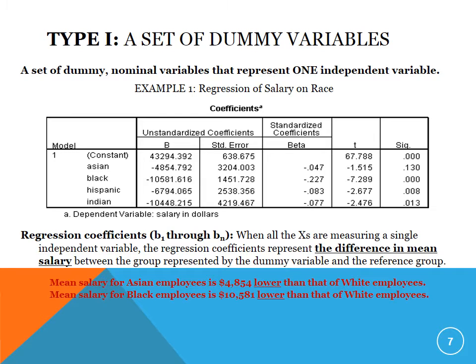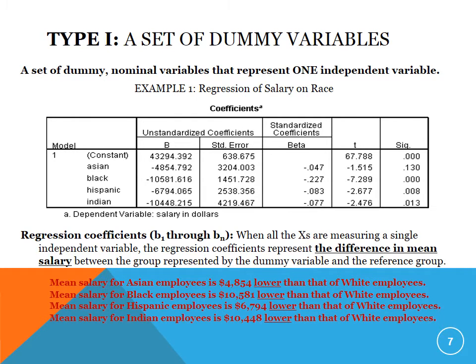Blacks made $10,000 less than white employees, and obviously we can continue on, and we know what the others mean, and they are all negative, so that should tell us that whites made the most in this data set, compared to all the others. And who probably made the least? Blacks, right? So blacks made the least, followed by Indians. Asians made the second most, right under white employees.